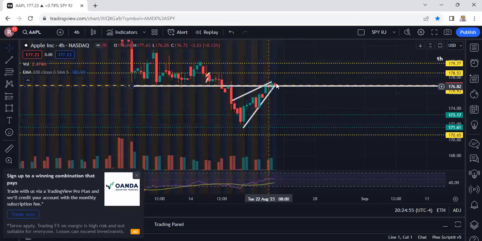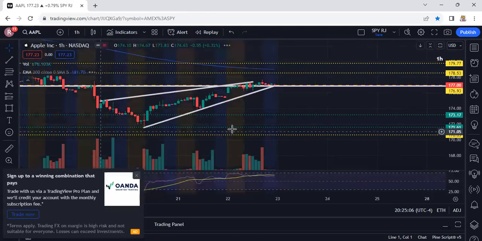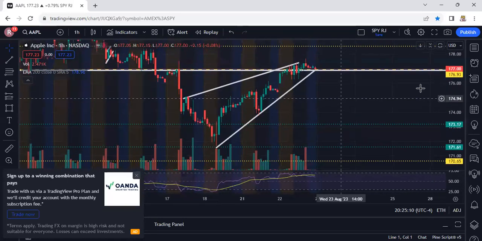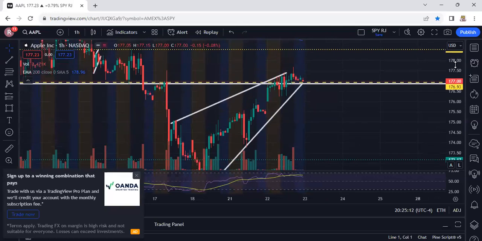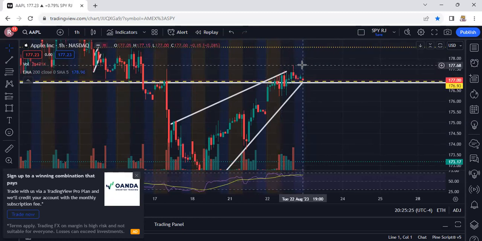So if you were to get in when this thing started breaking down, let me give you maybe an entry point or two. Right here we see the rising wedge. A possible entry that you could take, honestly, if I would have seen this today, you maybe could have taken this as a risky entry and put your stop loss above the high.